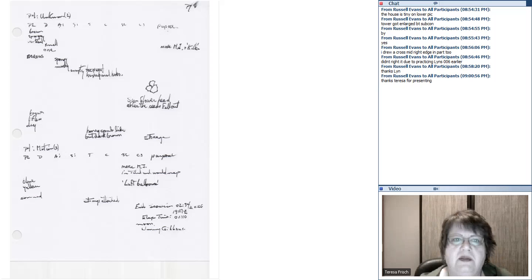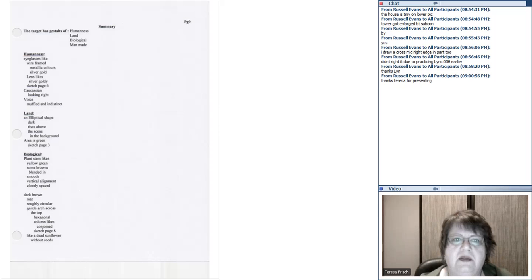All right, so he's ending this session. There's his summary. Eyeglasses like wire frame. Okay. Likes to stick color in his sketches too. There we go. Conjoined like a dead sunflower without seeds.